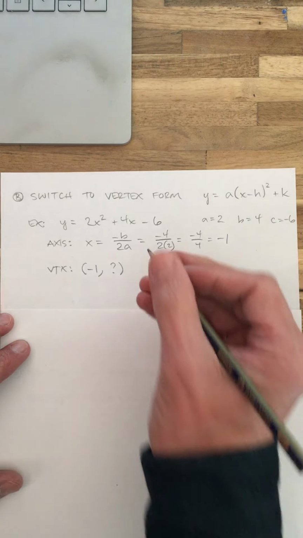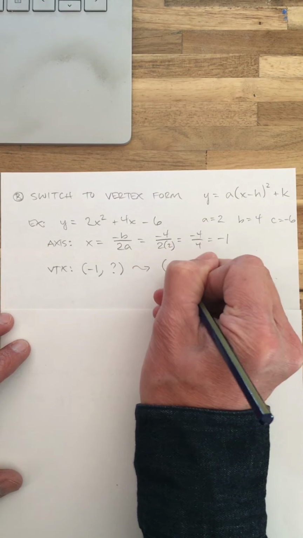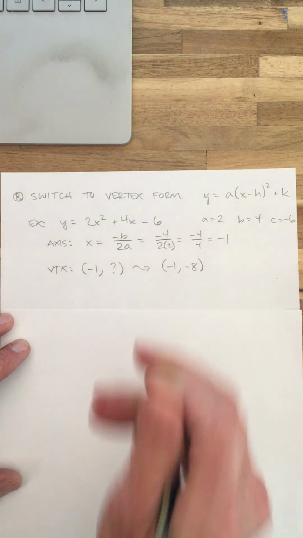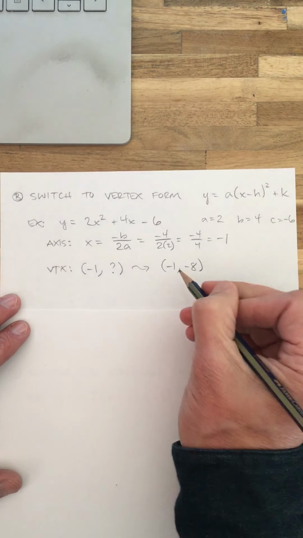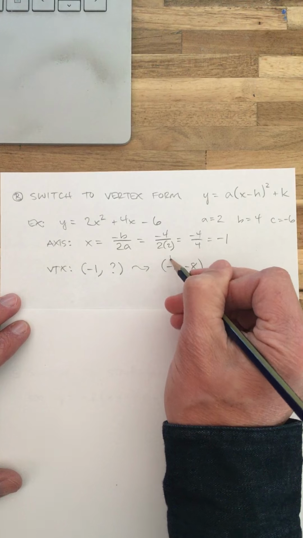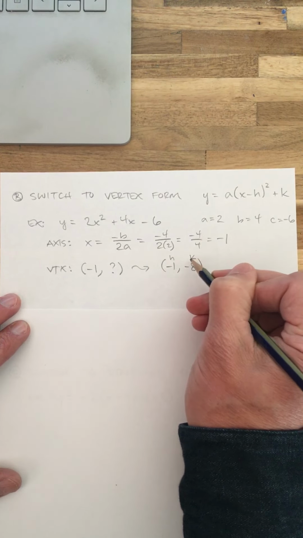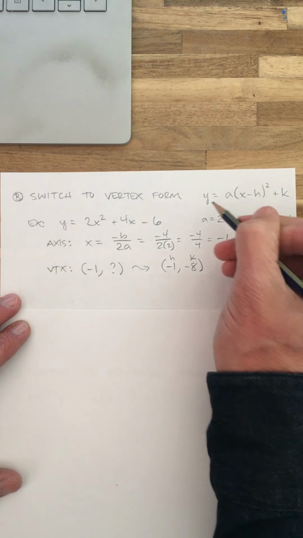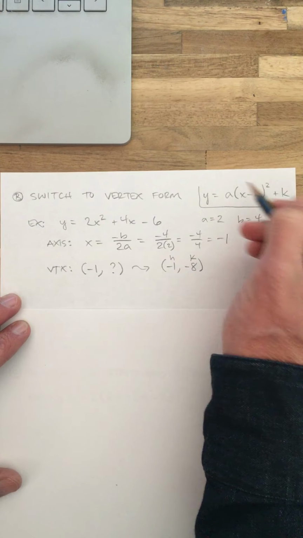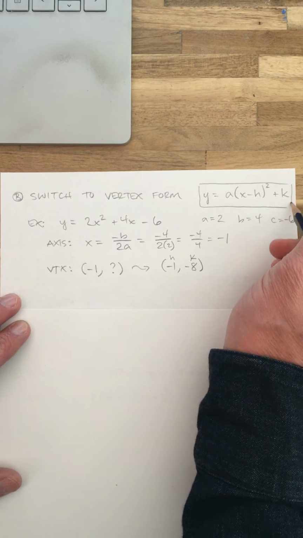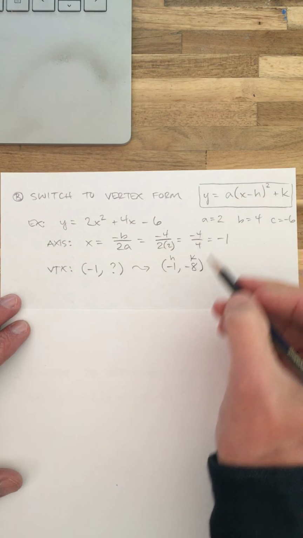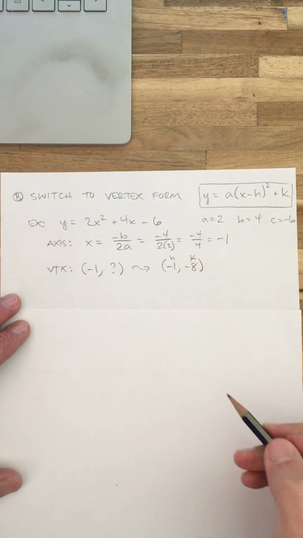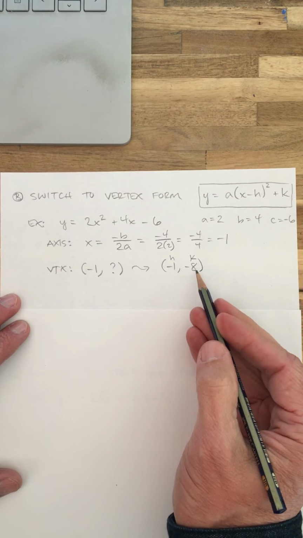So my vertex is negative 1 comma negative 8. All right, we got it. Negative 1 comma negative 8. Now all we have to do, here's my h, and here's my k. All right, and remember when I'm plugging it into this equation right here, this is the equation I'm trying to plug it into. Remember when you plug the h in, you do h opposite, and whatever the k is, you keep it the same. So h opposite, k keep it the same.